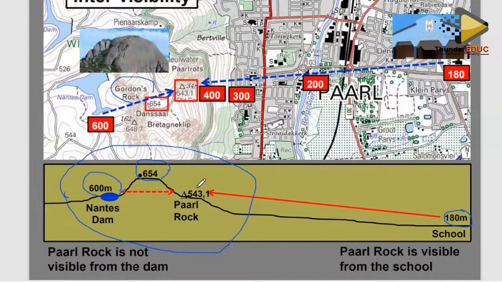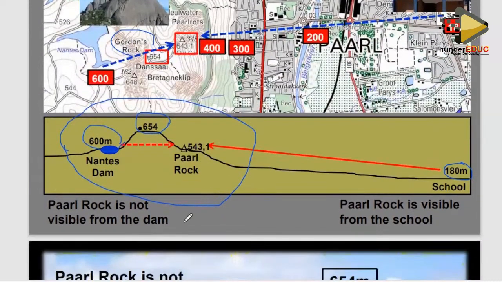So Pearl Rock is not visible from the dam. We cannot see through if you are at this height of 600 meters, and then there's an outstanding feature which is high-lying above the height of the dam and the height of the Pearl Rock here. Automatically, it means Pearl Rock cannot be seen from the dam. Pearl Rock cannot be seen from the dam in this instance because there is a high-lying feature.